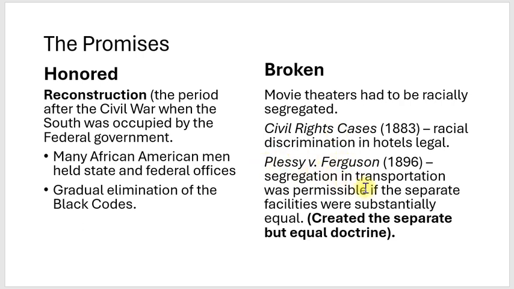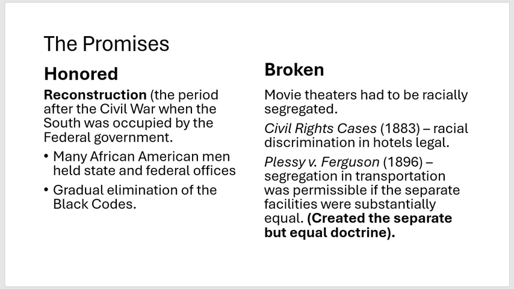But we'll get there. So movie theaters. Not everything was even in this period of Reconstruction. Not everything was as equal as you might think, based on what we've said here. Movie theaters had to be racially segregated, even during this period of Reconstruction. In 1883, so only about 20 years after the Civil War is over, the civil rights cases basically declared that racial discrimination in hotels was legal. You could have black hotels and white hotels, and that was okay.